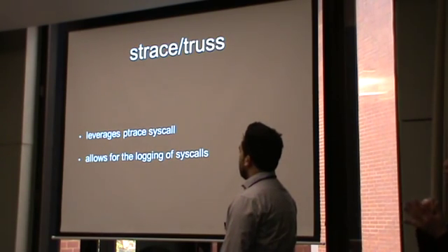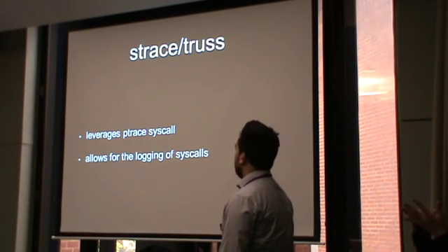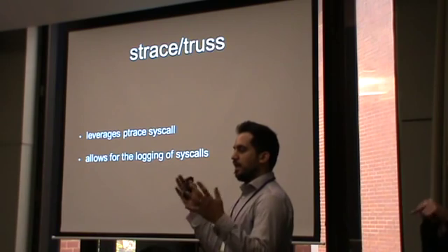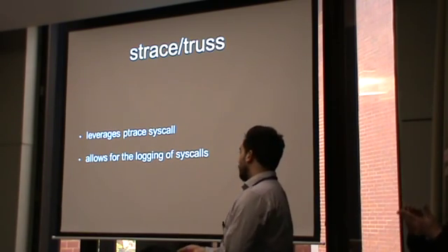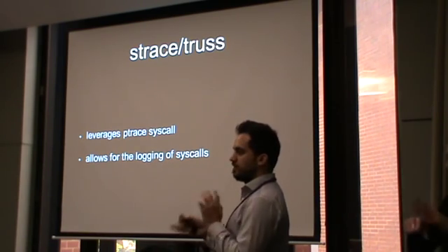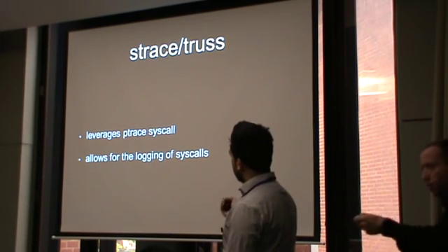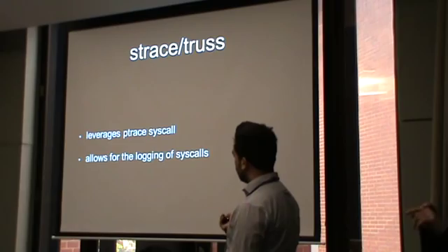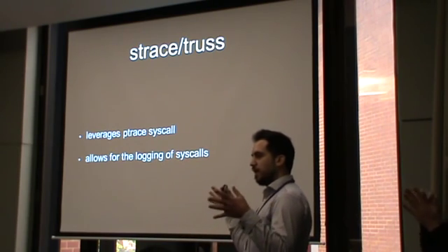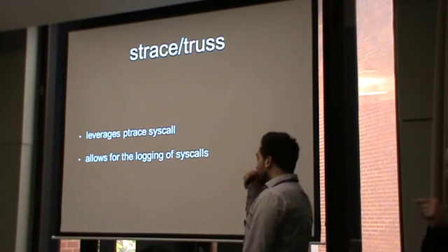strace and truss leverage the ptrace syscall. The ptrace syscall effectively allows a process to gain control of another process and mess about with its internal state. This allows strace and truss to log syscalls as they are made by an application.